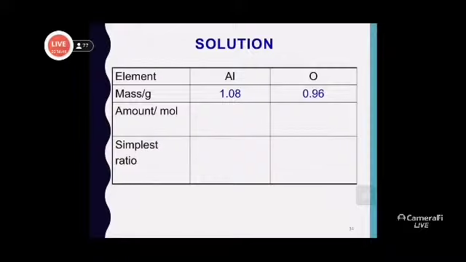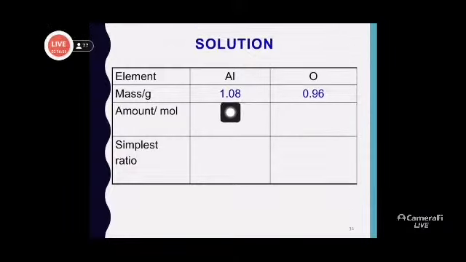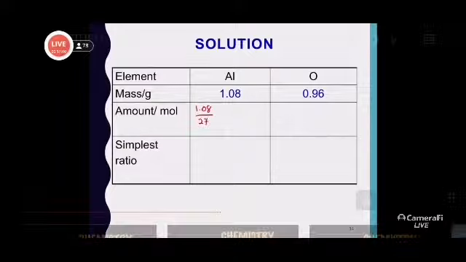Now let's recap how to use this table. To solve this type of question, first you need mass of each element in the compound. So the mass of aluminium given in the question is 1.08 and mass of oxygen given is 0.96. Next, you need to find the number of mole of each element. So 1.08 divide with the molar mass of aluminium, which is 27.